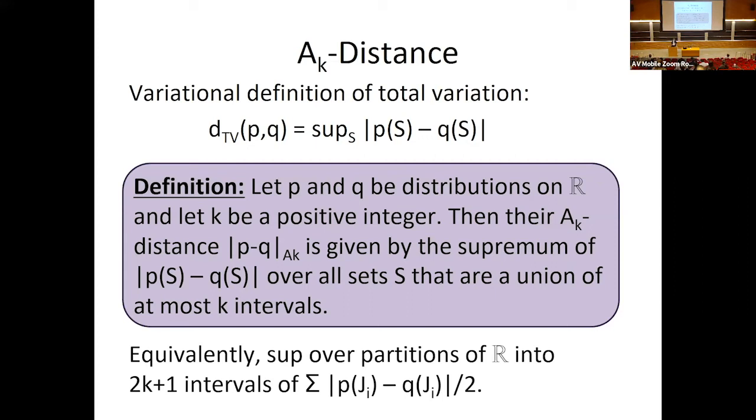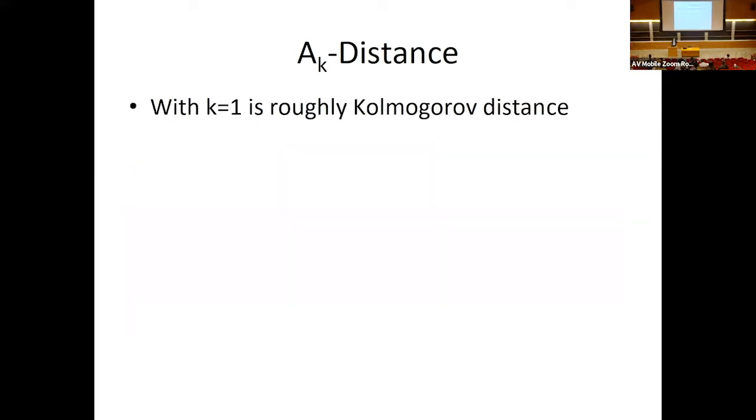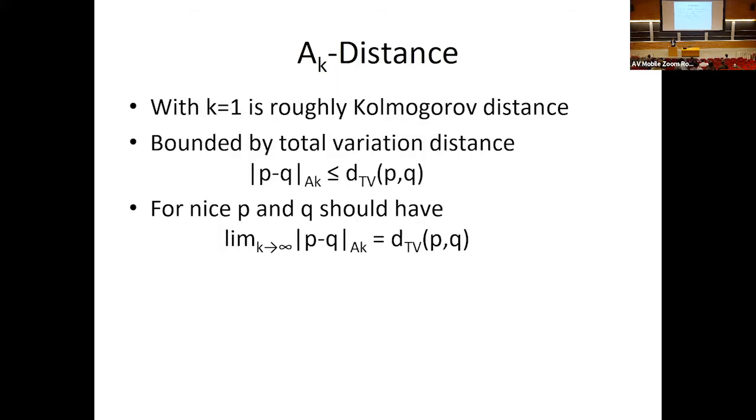Okay, so we have this A_K distance. What can we say about it? Well, when K is 1 or small, this is sort of like the Kolmogorov distance, the maximum difference between the cumulative distribution functions of the two distributions. Secondly, it's clear that the A_K distance is always at most the total variation distance, because the total variation distance lets you use any set, and this only lets you use some. But for nice distributions P and Q, the A_K distance should approach the total variation distance as K approaches infinity, and we can start using more and more complicated sets to distinguish them.